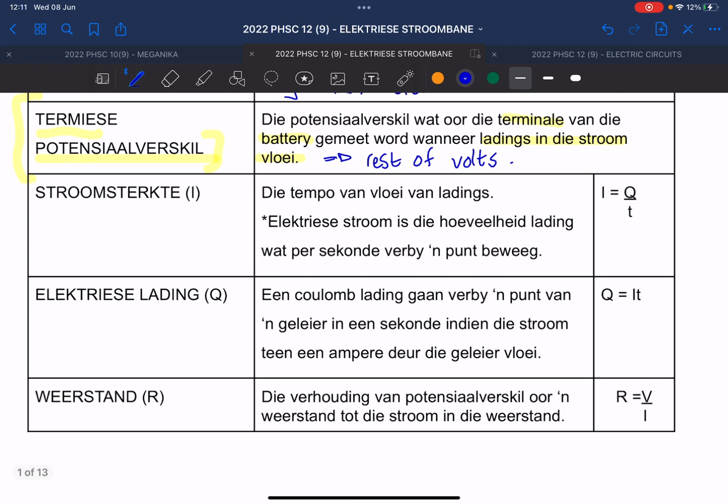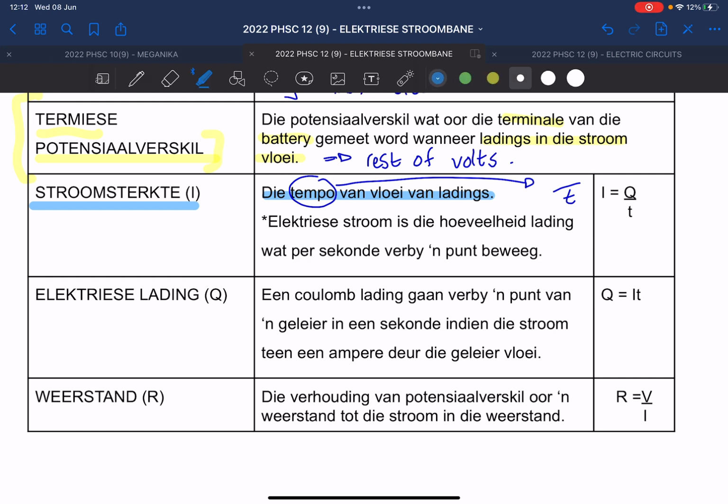Goed. Then we have current strength, stroomsterkte, definisie wat jy al goed moet ken. That is, so the definition is just that first part, is the rate of flow of charge. As jy hoor tempo, waar moet jy dink? Tempo is gedeel deur tyd. Rate is divided by time. So how fast the charges moves through the circuit.